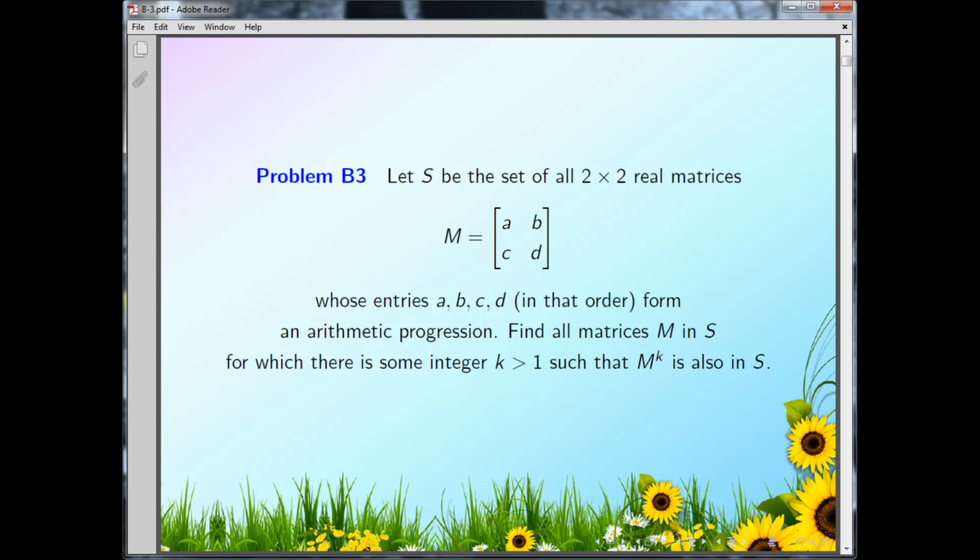So the problem reads like this: let S be the set of all 2 by 2 real matrices M whose 4 entries, in that order, form an arithmetic progression. Find all matrices M in S for which there is some integer k greater than 1, such that the kth power of M is also in an arithmetic progression.